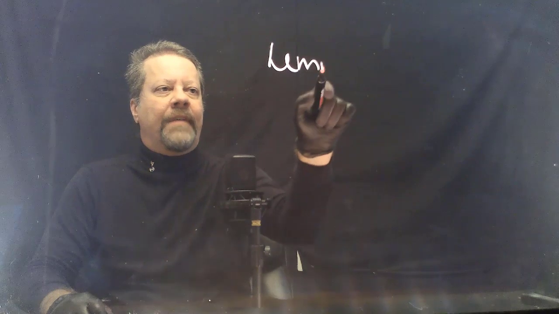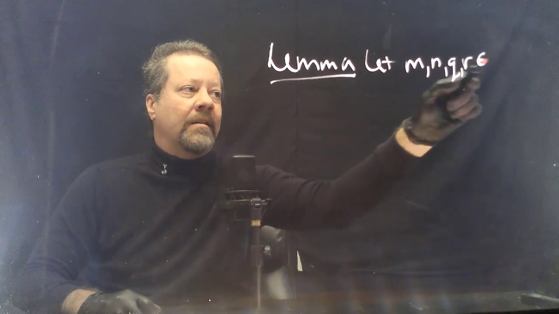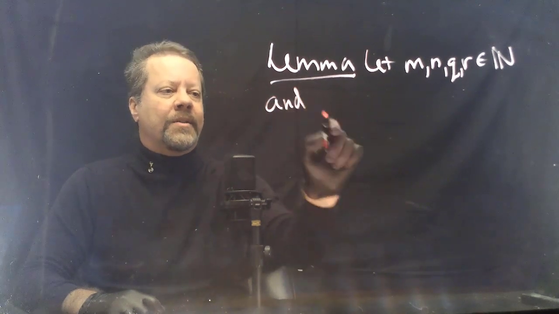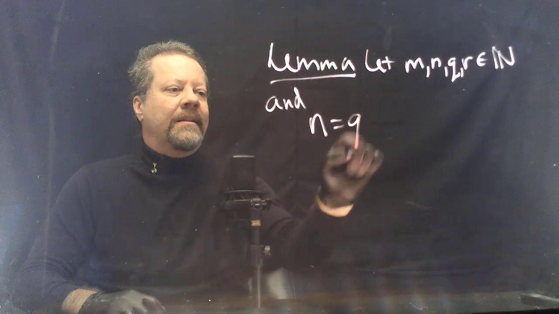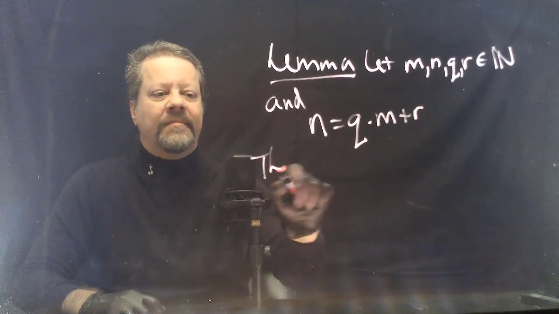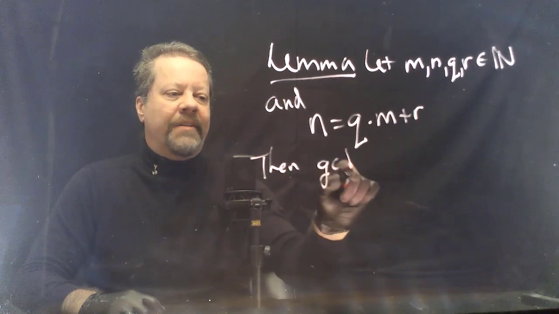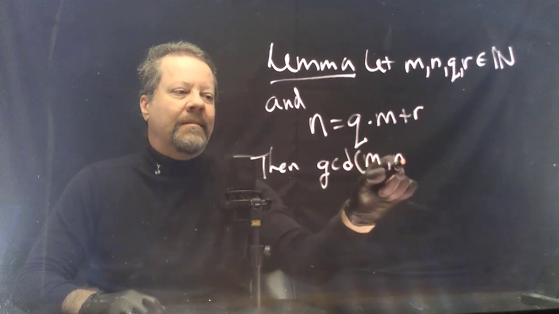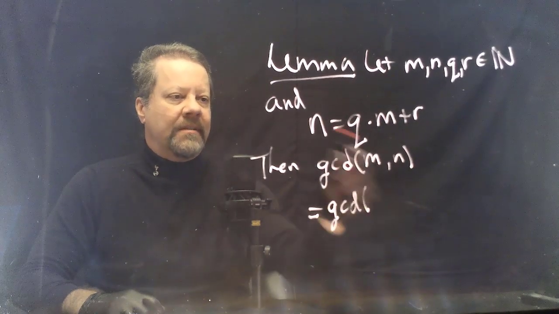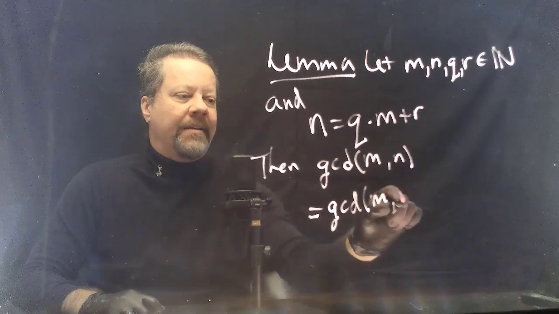We have the following lemma. Let M, N, Q, and R be elements of the set of natural numbers, and in particular not zero. And also suppose that N is Q times M plus R. Then the greatest common divisor of M and N will equal the greatest common divisor of M and R.